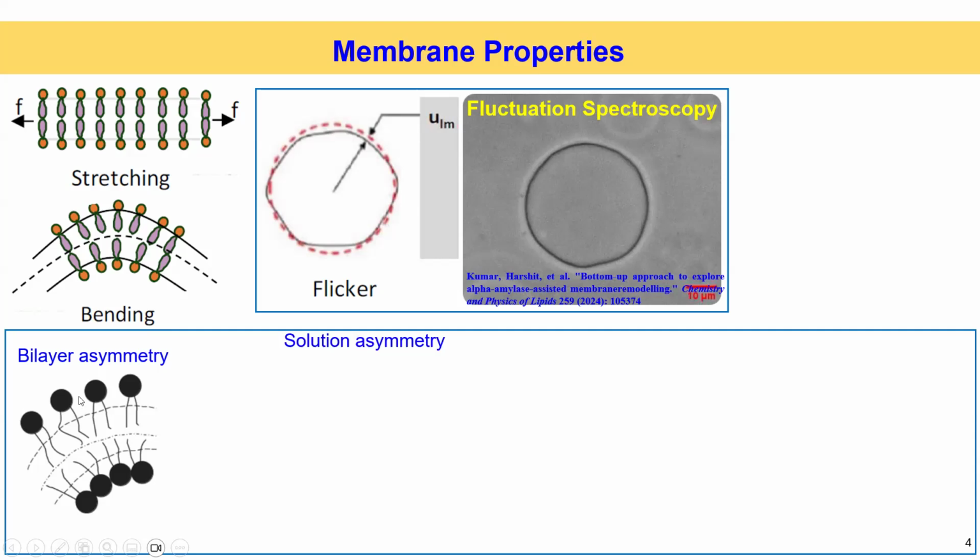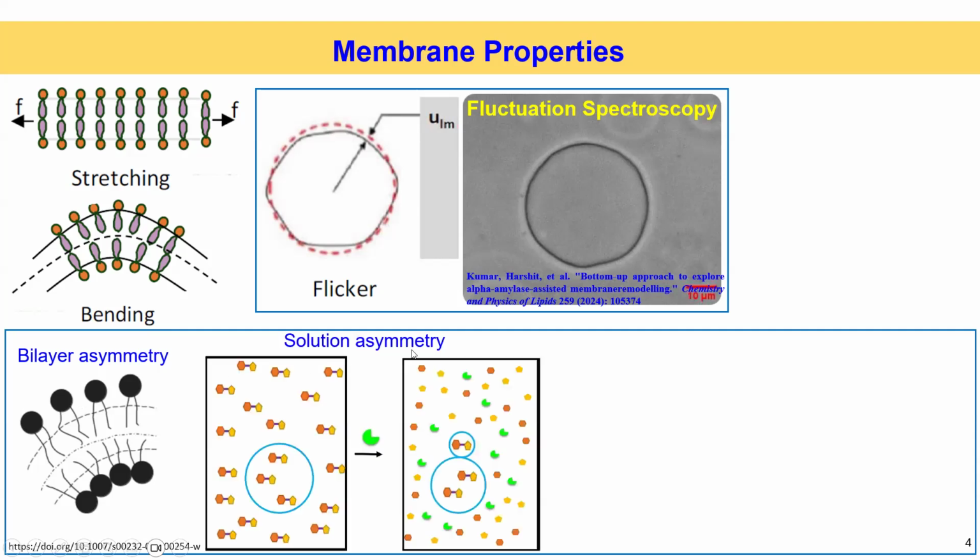There are many ways to create this bilayer asymmetry. One is solution asymmetry. This blue one is our GUV. We are preparing this GUV in sucrose, so inside is sucrose and outside is sucrose. Initially the solution is the same, symmetric, we can say. Now we are putting in this invertase.